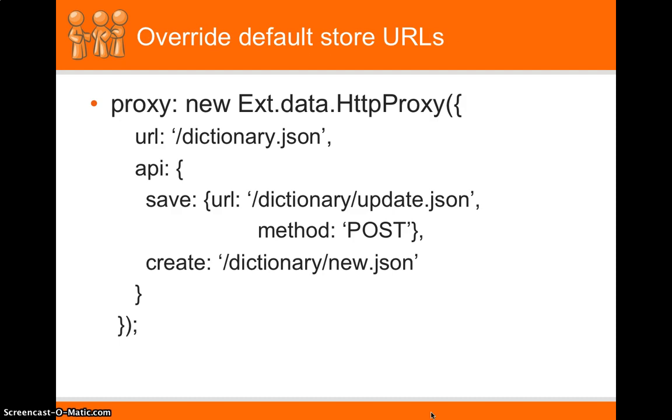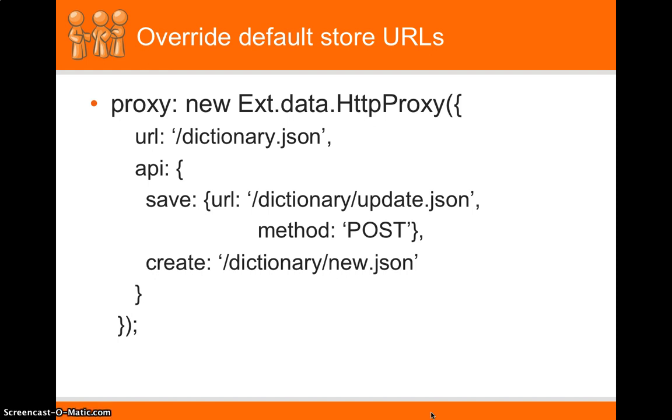If we want to override the default store URLs, we can use something called an HTTP proxy. We can still define our default URL of dictionary.json, but let's say that we wanted to change the save operation to actually call dictionary/update.json. And instead of using a PUT, we wanted to use a POST method.